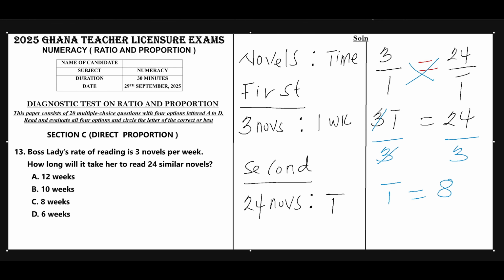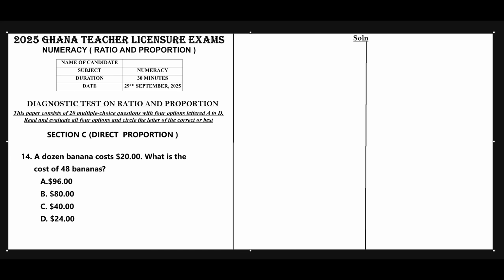So we can conclude that it will take her 8 weeks to read 24 similar novels. So we select option C. Question 14. A dozen banana costs $20. What is the cost of 48?